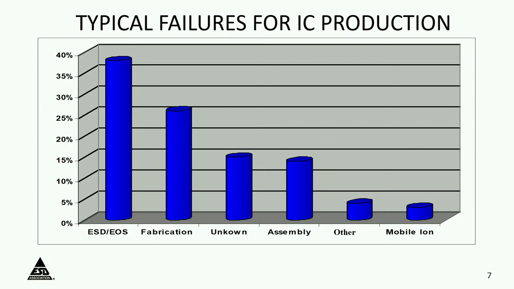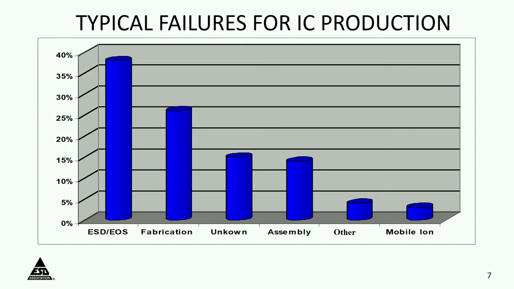You have mobile ions, there are a lot of mysterious causes, assembly, unknown during the fabrication, and then you have ESD or EOS. So you can see this is the Pareto analysis of the percentages of failures that can occur. Notice something, ESD, EOS stand out around 35%. What is amazing is that the last 30, 40 years, that number remained constant.